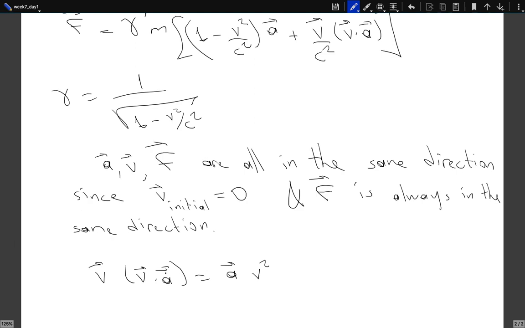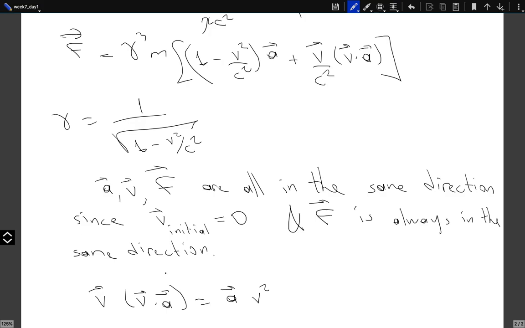V and a are pointing in the same direction. So this has a magnitude v times a, and this has a magnitude v. So this whole thing has a magnitude v squared times a, just like this one. This thing points in the direction of v, but the direction of v is the direction of a. So the left-hand side and the right-hand side both have the same magnitude and same direction, so they have to be equal.